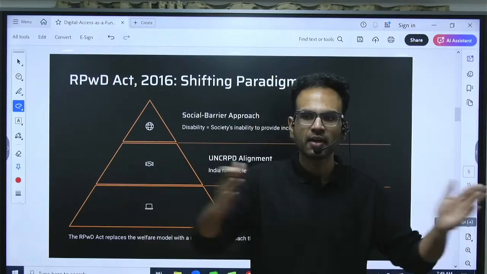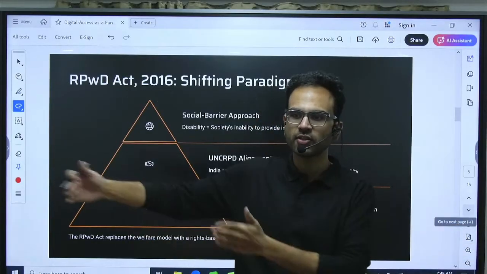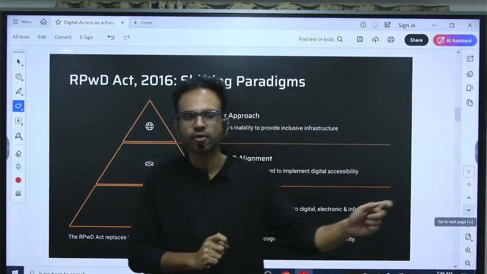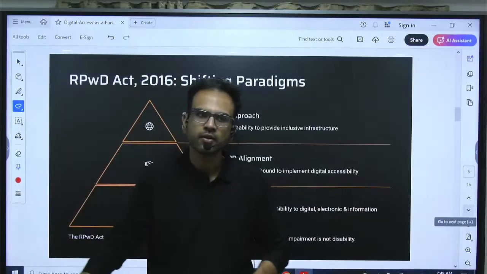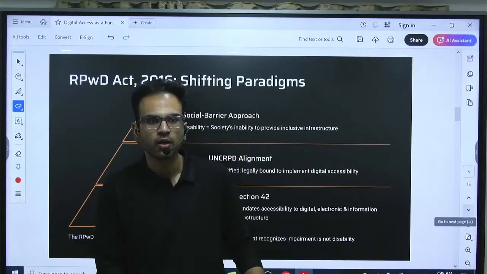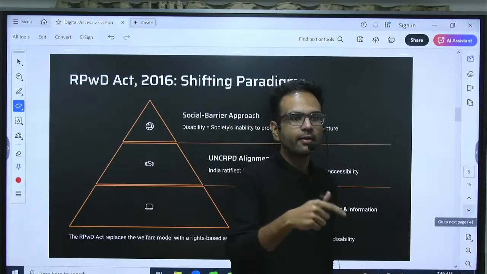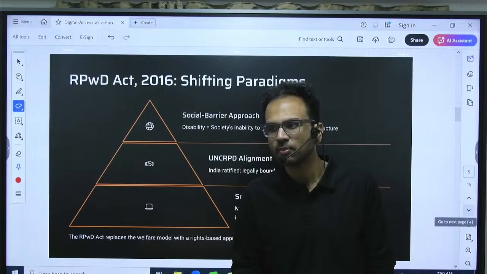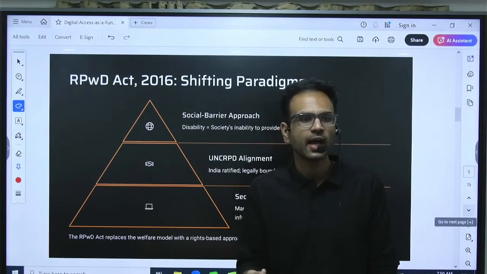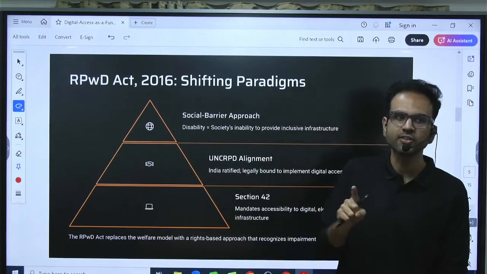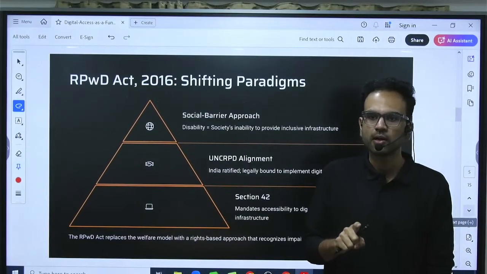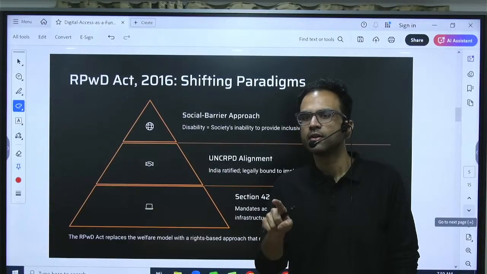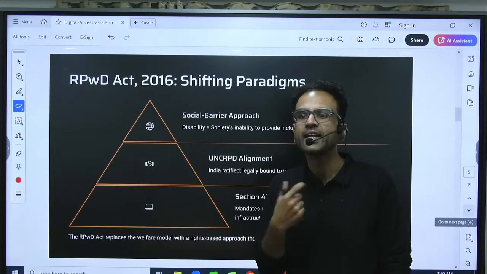Let's say if you have a spectrum from negative end to the positive end. Okay? Consider it like a scale. If you move the scale from negative to the positive end, it's considered to be a paradigm shift. So this act is considered a paradigm shift in the way we are approaching the problems of people with disabilities. So you need to know the legal architecture, right? Of course, this is based on the golden triangle of fundamental rights 14, 19 and 21. Having said that, you need to argue why it is a paradigm shift.